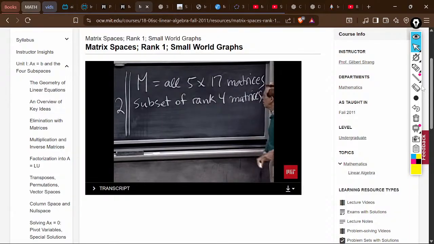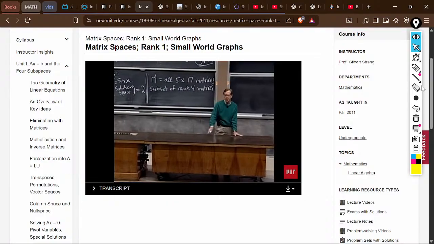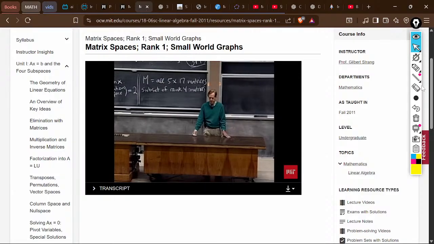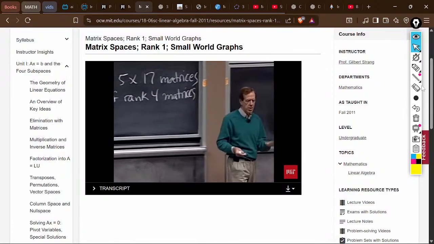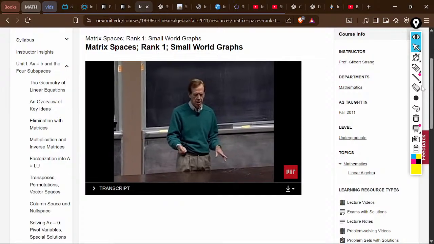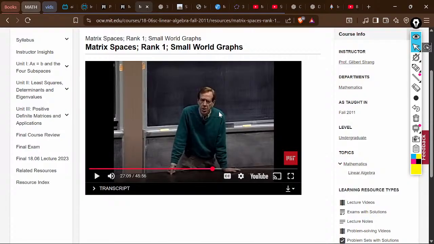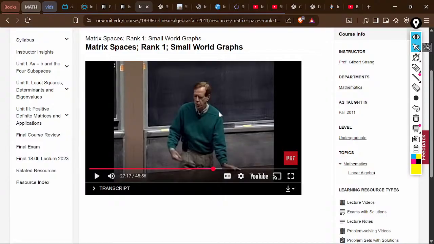If I multiply a matrix of rank 4 by a scalar, it's rank 4 or less, because I have to let the 0 matrix in. It is a subspace. So the question really comes down to, if I add 2 rank 4 matrices, is the sum rank 4? No, not usually. What do you mean by that?